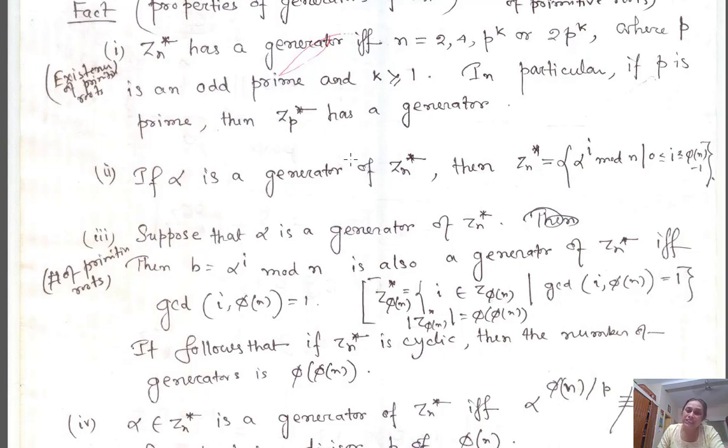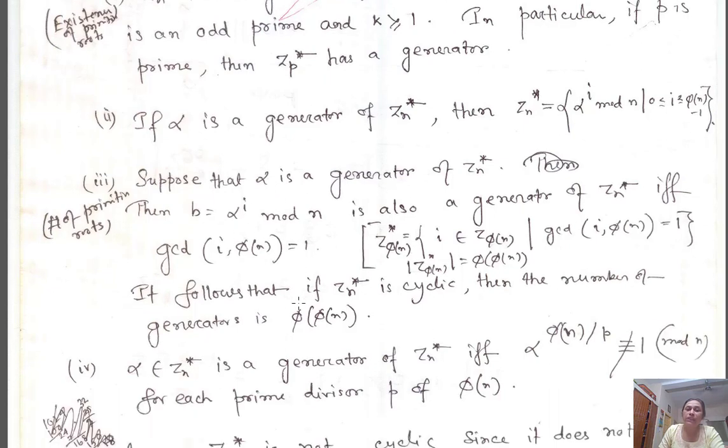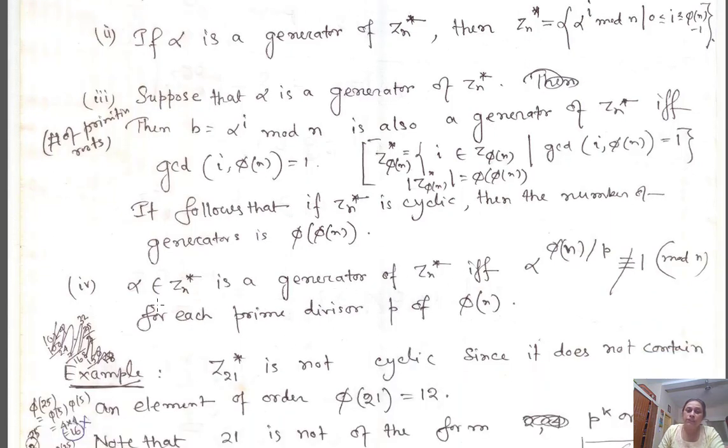This one is straightforward; you can prove it using abstract algebra. The first one is not that straightforward. The number of generators you will have, you can also prove: Zn star will have phi of phi n generators. And this one can also be proved. It says that if alpha is a generator of Zn star, then alpha to the power phi n divided by p is not congruent to 1 modulo n, where p is a prime divisor of phi n.